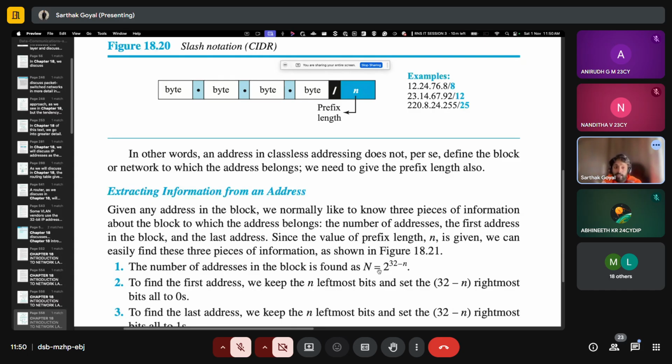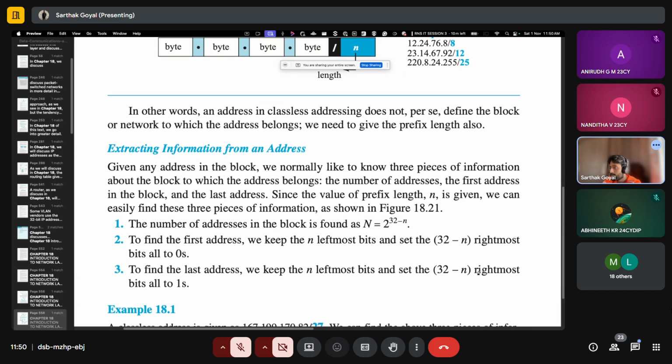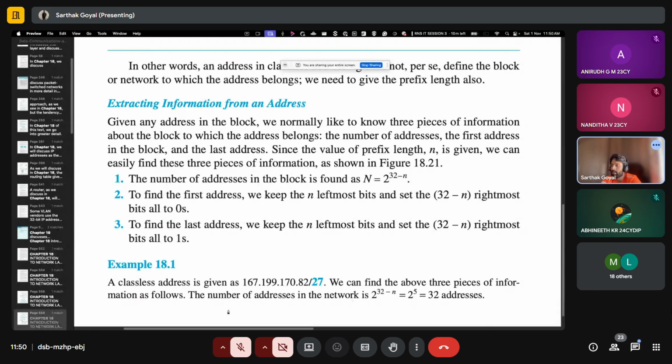Then how can you find the first address and the last address of this particular subnet? So see here, let's take this example. You guys have a pen and paper with you? Yes. All right. Let's take this example: 167.199.170.82. Now you need to start extracting information from this address. I know that it has /27. That means its prefix length is 27. It's going to take the first 27 bits in that 32 bits.